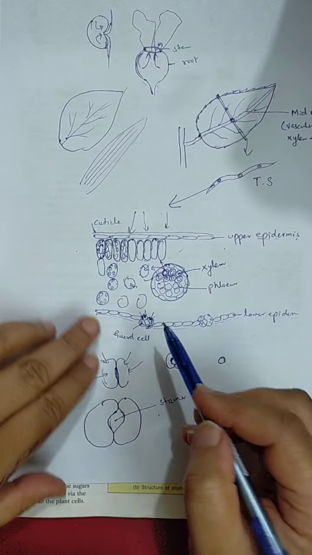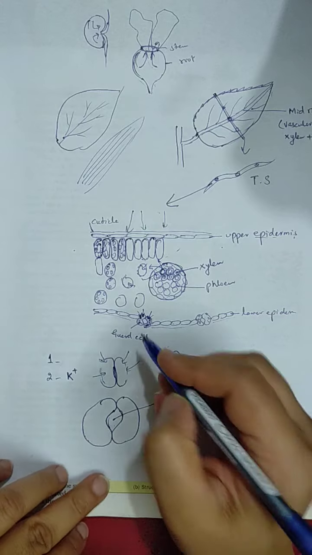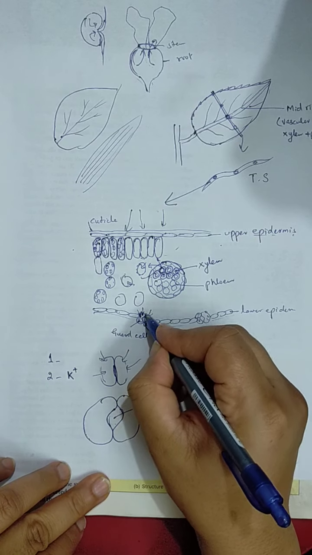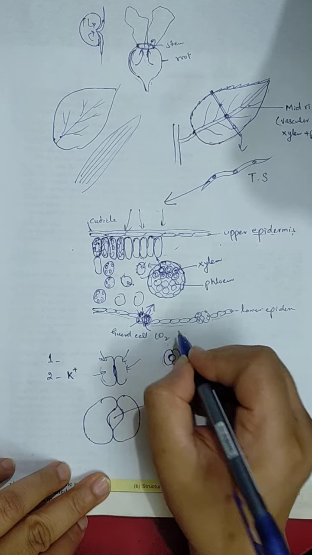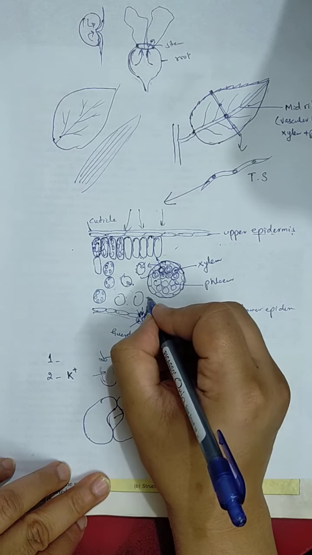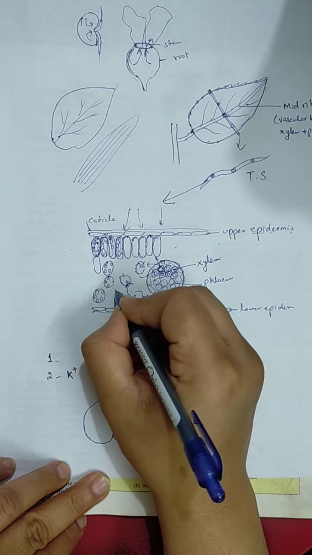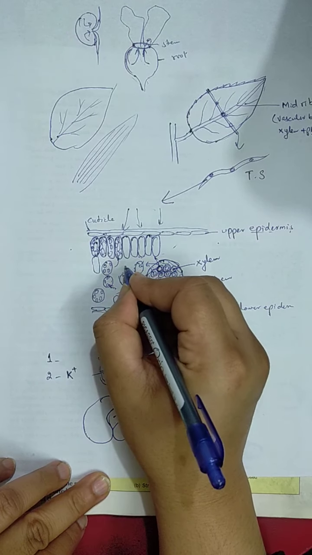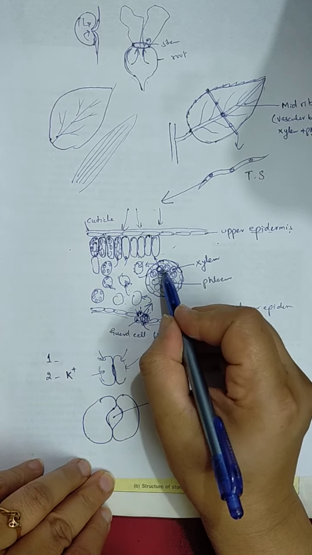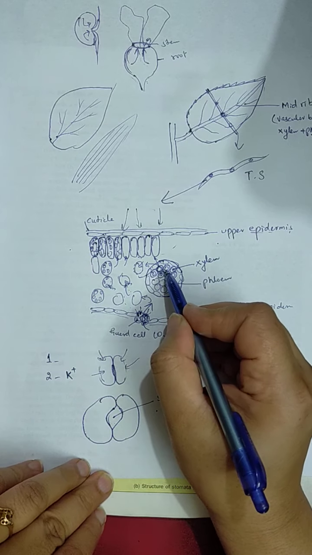So in the morning time, guard cells become open. When this hole becomes open, carbon dioxide will move inside, and this carbon dioxide goes here into the intercellular spaces, and from here it will diffuse into these cells, and the process of photosynthesis will occur. Water will come from this xylem, from the root.